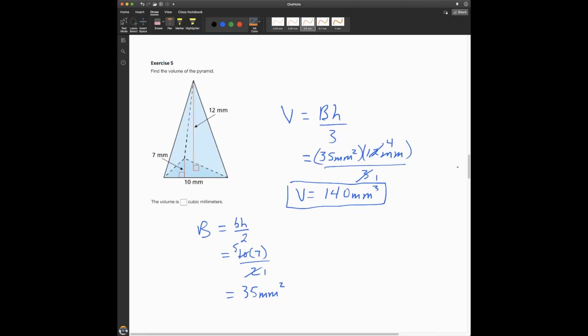Here's another pyramid. This is a triangular pyramid, so when I want to find the area of the base, I have to use this formula. Area of the base equals base times height divided by 2, and I calculate that area, and I just plug it into the formula, and I get my answer, 140 millimeters cubed.